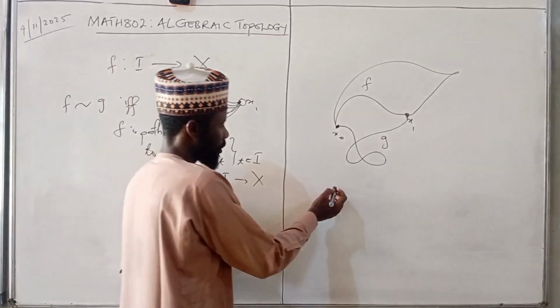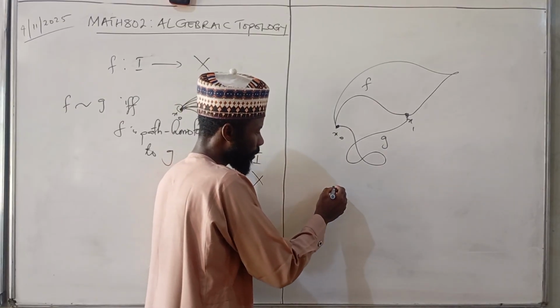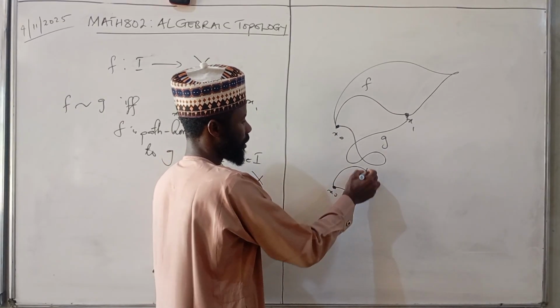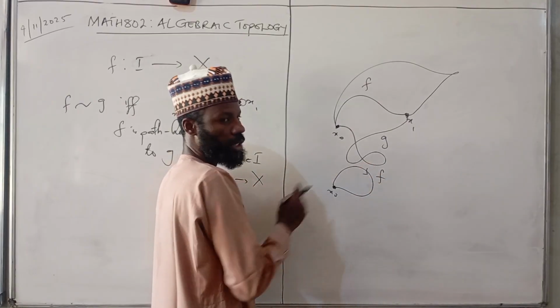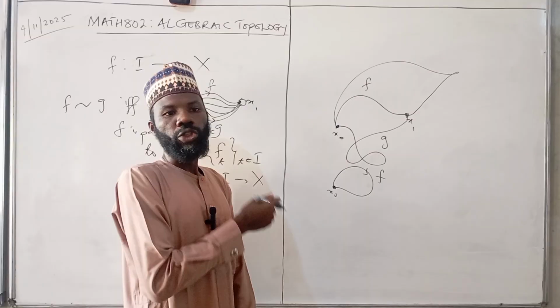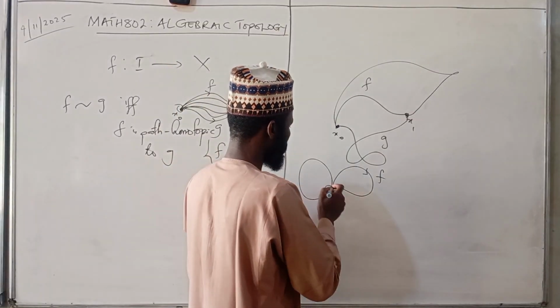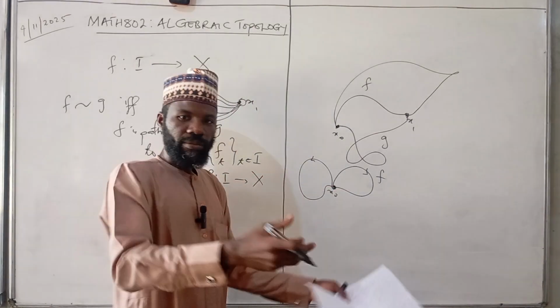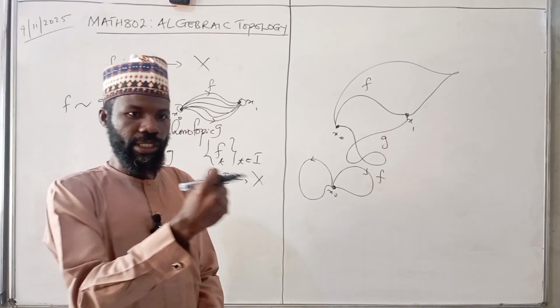For example, if you are talking about a path starting from one point x0 and ending at that same x0, this path F, I can shrink down to a point. So it is homotopic to the constant path. All such paths that can be shrunk down to this point will be in the same equivalence class and will be considered as the constant path.